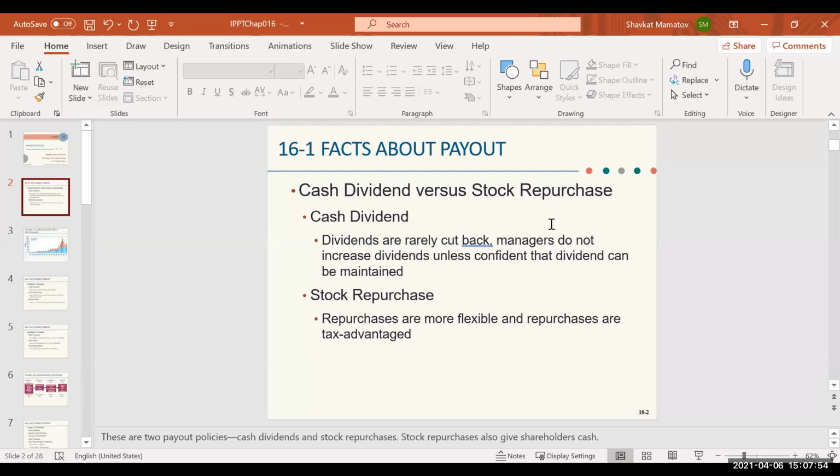Information content: if a company cuts the dividend in the future, that sends a bad signal to the market that the company somehow is not managing to pay the dividends that it was used to paying. So that is a bad signal to the market. Why? Because that affects the share price. The share price might be affected by this information.